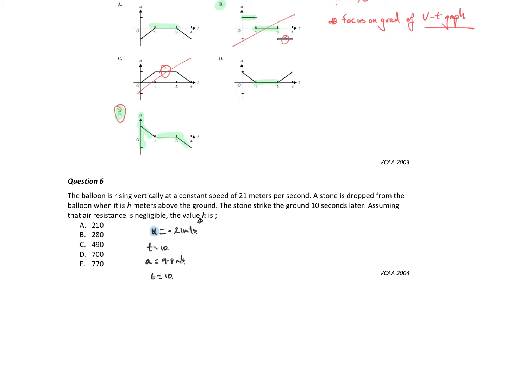So what do we know? We don't want v equals u plus at. Maybe s is equal to ut plus a half at squared. Looks about right, doesn't it? So s is equal to negative 21 times 10 plus a half times 9.8 times 10 squared. So negative 210 plus 4.9 times 100, which is 490, gives 280 meters, isn't it? B.